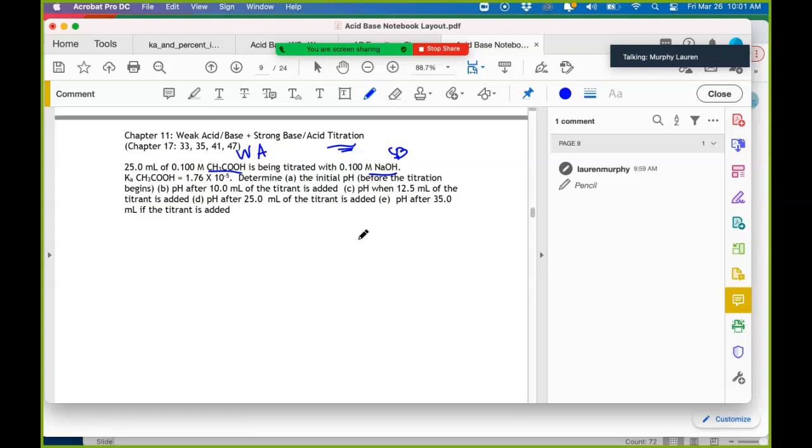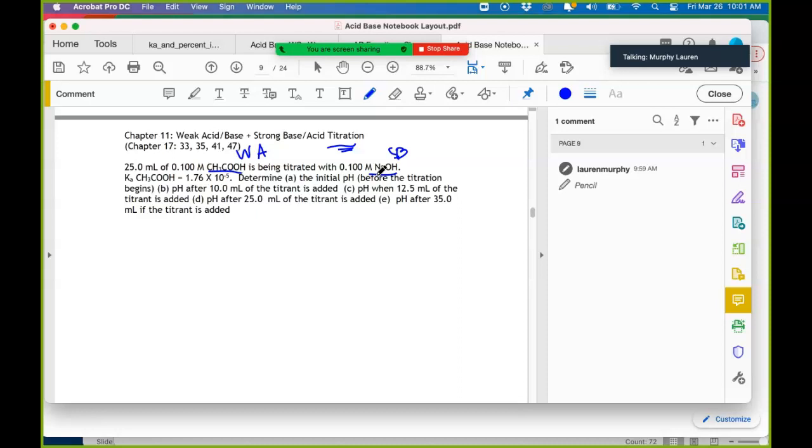So let's read the problem. I give you numbers, and then I give you a Ka value for acetic acid. This is acetic acid. And I ask you, A, to determine the initial pH. So it is important when you read the problem that you know who you're determining the initial pH of. Is it the base or is it the acid? So you kind of need to know who's in the flask based on how you read the problem.